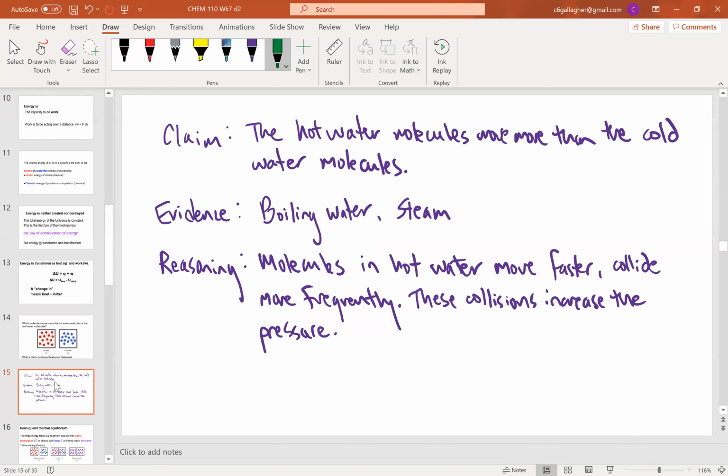Well, you can think about examples like boiling water or steam. When we look at boiling water or steam, that has physical properties that, say, if you had it in a pot, look very different than what cold water in a pot looks like. And our reasoning for that is that molecules in hot water move faster, they collide more frequently, and these collisions then increase the pressure. So this is an example of a very practical, common experience that most people have. You can think of boiling water for pasta, or steaming vegetables. The reason is that the molecules in the hot water move faster, and those collisions result in pressure.